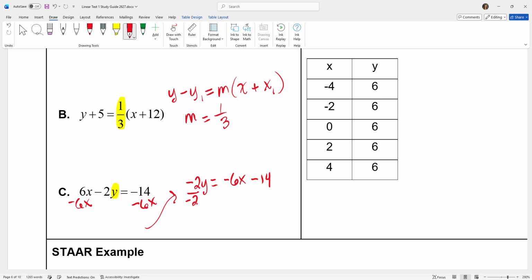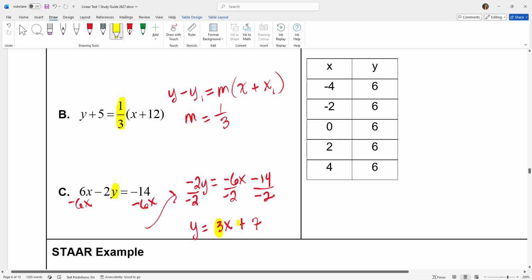Now I'm going to divide by the coefficient with y and divide everything by negative 2. So that becomes y equals 3x plus 7. Our coefficient is married to the x. That is our slope, 3. That concludes that problem.